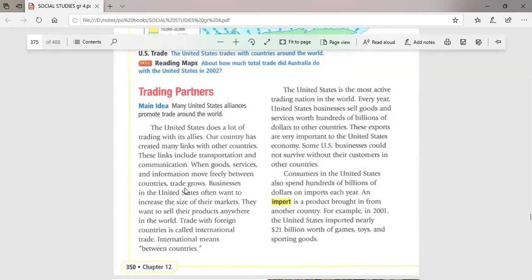But imagine now there are no transportation ways between America and Mexico, and no communication ways. Will trading improve or not? No, of course not. There is no connection between America and Mexico. So how will these two countries trade with each other?